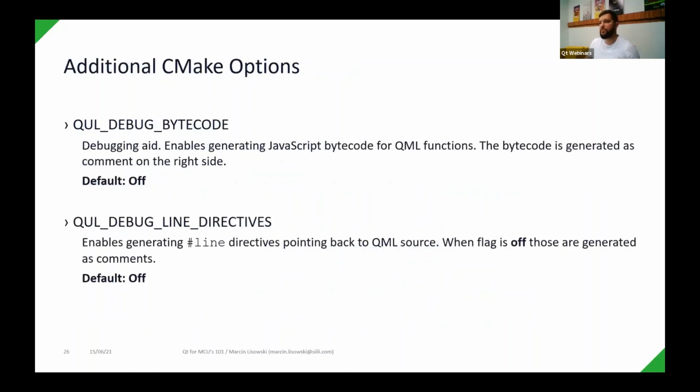There are some additional CMake options, for example for debugging. You can enable the bytecode by just defining the debug bytecode variable, and this enables JavaScript bytecode generation, and then it will be generated as a comment on the right side of the artifact files. And then there is also a debug line directives variable that allows you to enable generating line directives that will point back to the QML source.